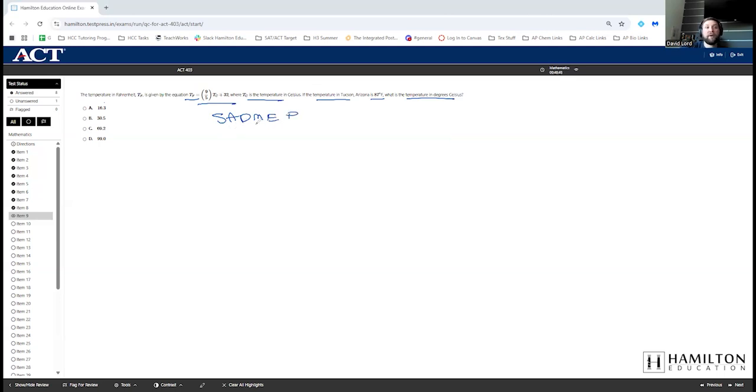SADMEP is PEMDAS spelled backwards, and it tells me what order of operations to do when I'm solving for a variable. So I'm first going to take care of the adding. So I'm going to subtract that to the other side. Next, I'm going to take care of multiplication and division. So I'm going to multiply both sides by 5/9. So it looks something like this right now: 5/9 times (TF minus 32) is equal to TC. Now it's all ready to go for me to plug in my answer.